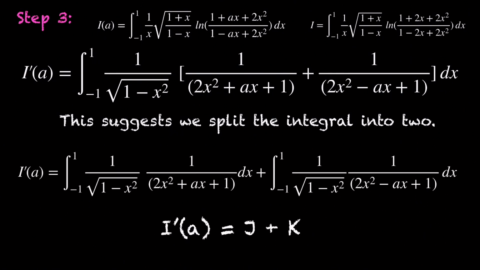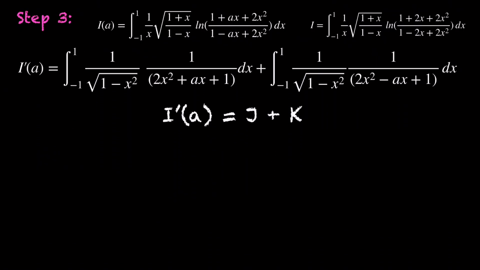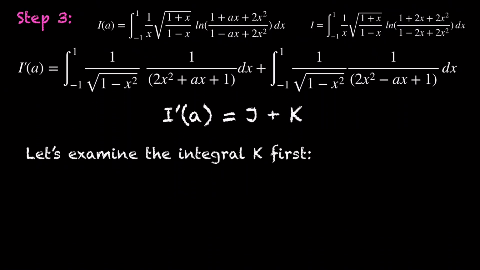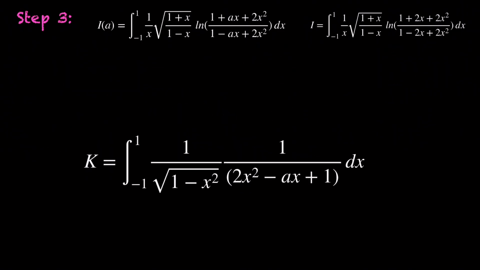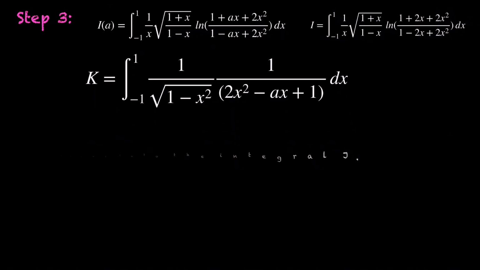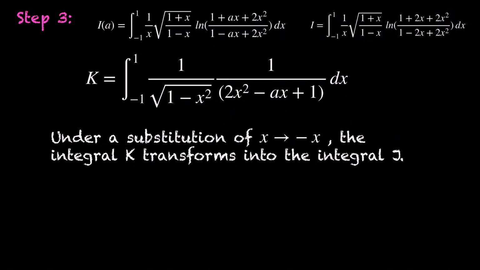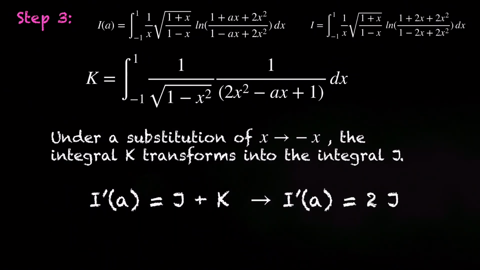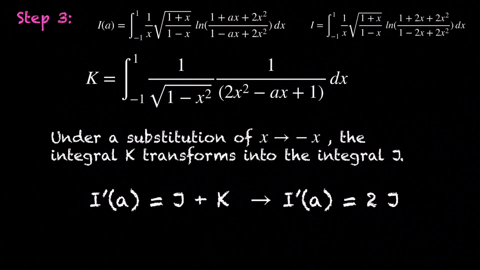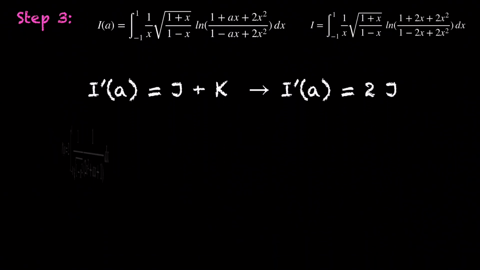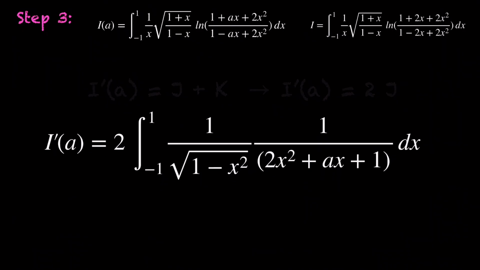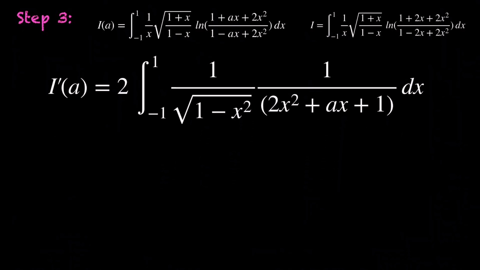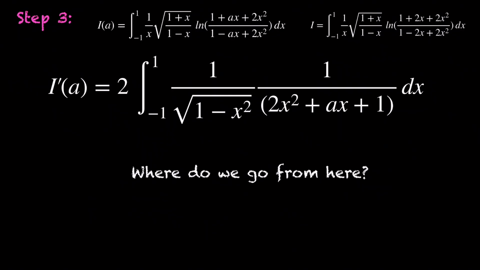Let's let I prime be equal to two integrals, J plus K, shown here. And we'll examine the integral K first, which is this integral. Under a substitution of x going to negative x, the integral K transforms into the integral J, and therefore I prime is just simply equal to 2 times J, or 2 times this integral. Where do we go from here?